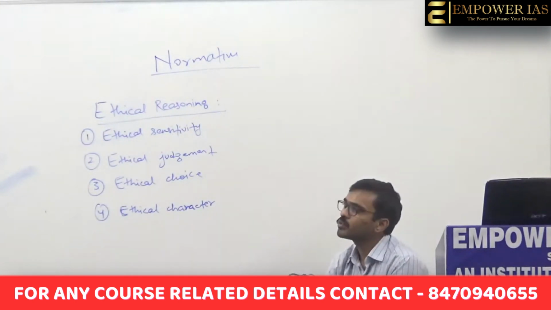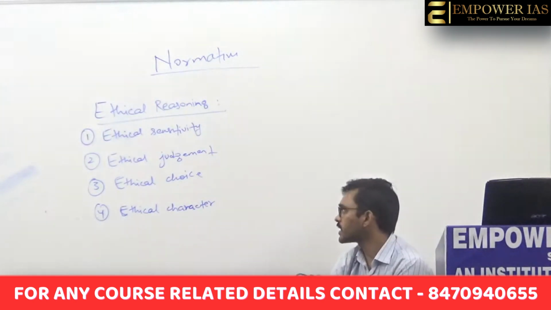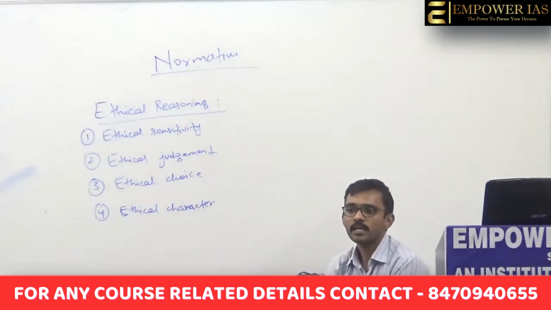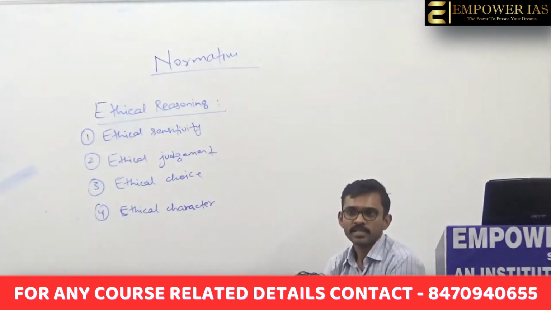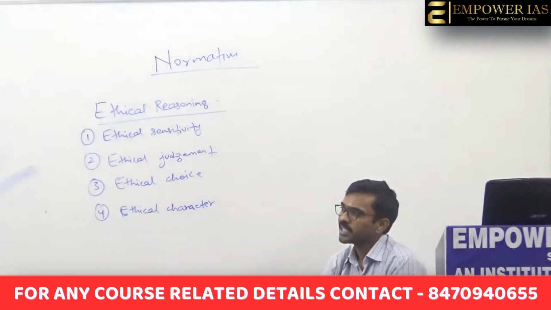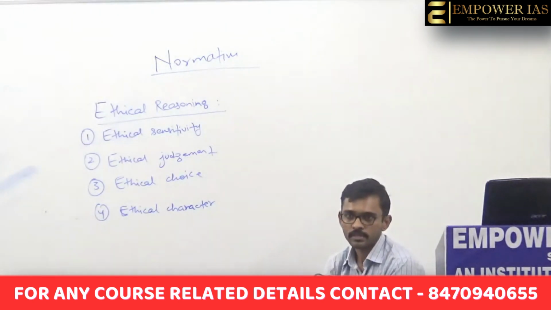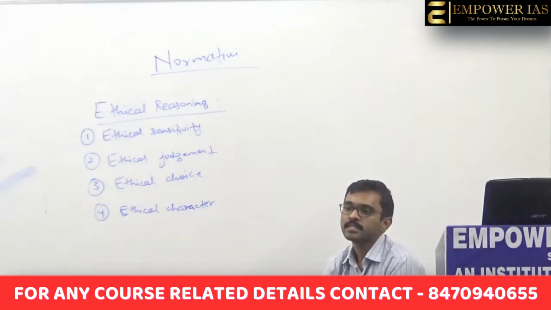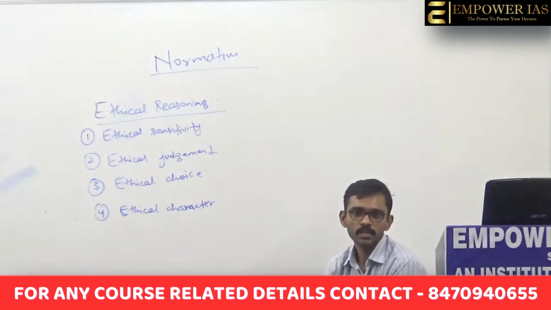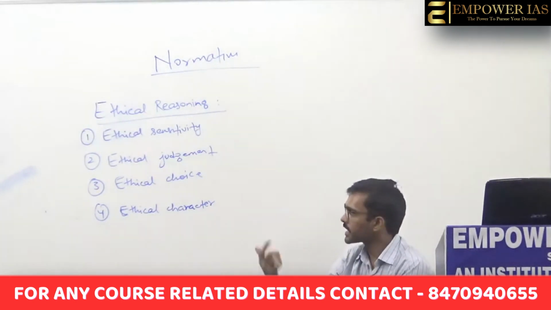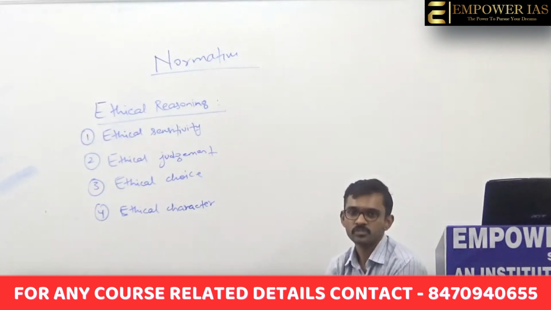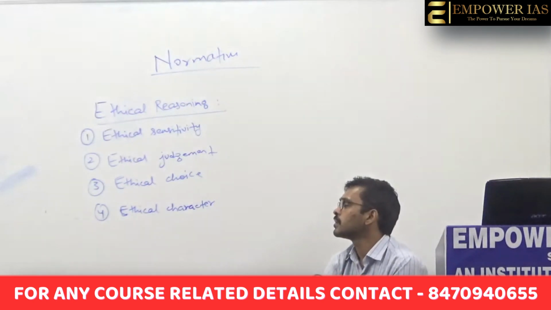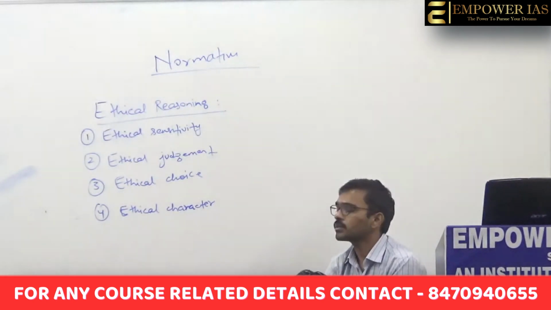Second, once you know that you are facing an ethical dilemma, the next thing you need to do is ethical judgment. As part of ethical judgment, you generate different alternatives and do a cost benefit analysis of the different options before you. This is the ethical dilemma that I am facing, these are the various options that I have, and these are the merits and demerits of each of the options.